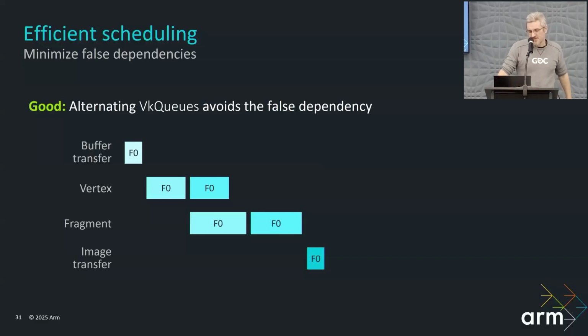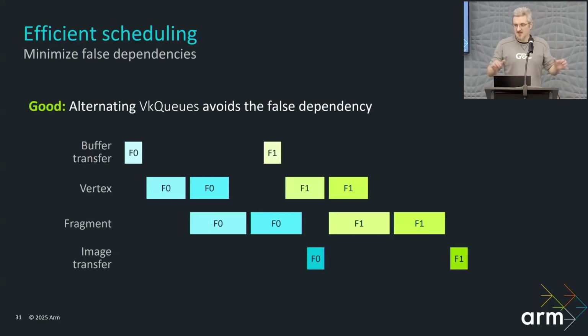The recommended fix for this, for Vulkan, is to have alternating queues. So each queue has its own sync scope. So if we put a transfer barrier in the green queue, it doesn't have to wait for any of the transfers in the blue queue. So you just alternate two queues frame to frame, and you can avoid that issue.